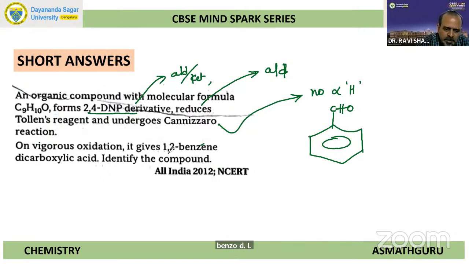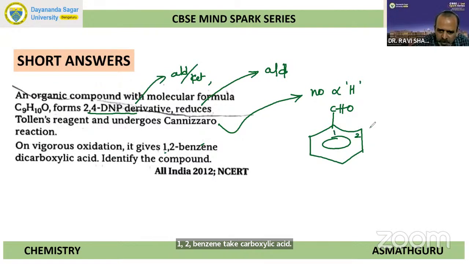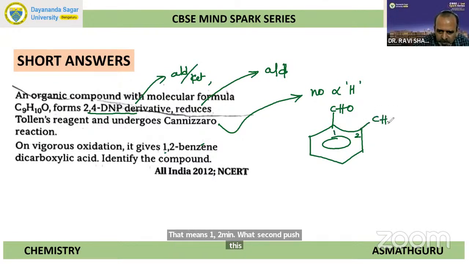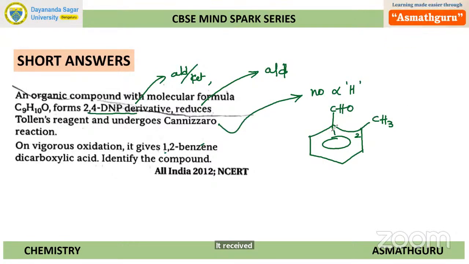On vigorous oxidation, you say 1,2-benzene dicarboxylic acid is formed. 1,2-benzene dicarboxylic acid. That means 1,2 means what? Second position. There should be CH3. Let me see it. This is the compound. Got it? Yes, sir. Next one.